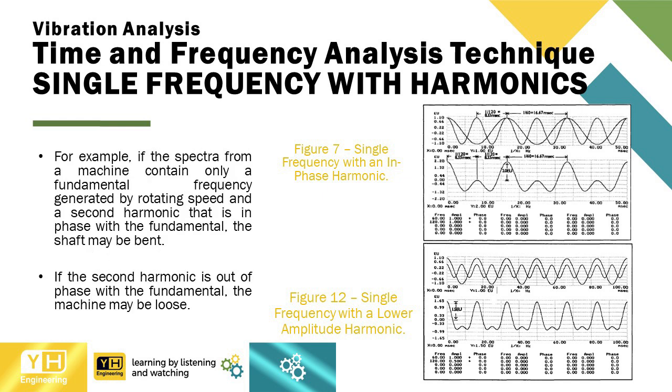For example, if the spectra from a machine contain only a fundamental frequency generated by rotating speed and a second harmonic that is in phase with the fundamental, the shaft may be bent.